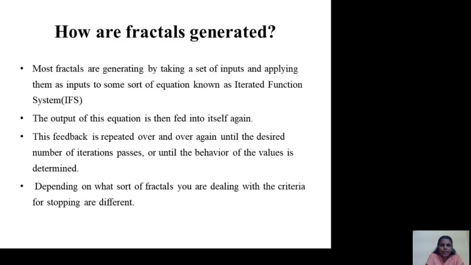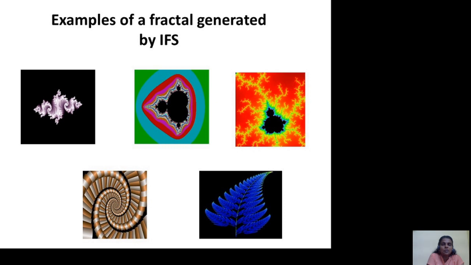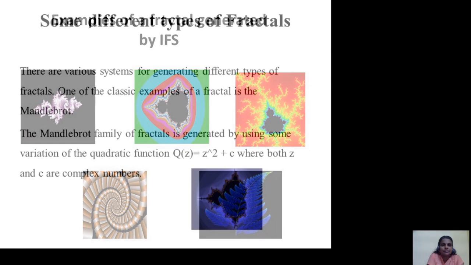How are fractals generated? Most fractals are generated by some sort of equation known as IFS or iterated function system. The output of this equation is then fed into itself again. This feedback is repeated over and over until the desired number of iterations passes or until the behavior of the value is determined. Depending on what sort of fractals you are dealing with, the criteria for stopping are also different. These are examples of fractals generated by IFS.